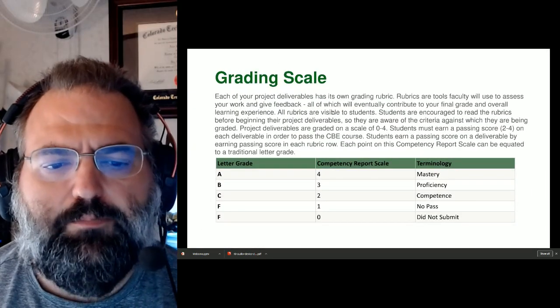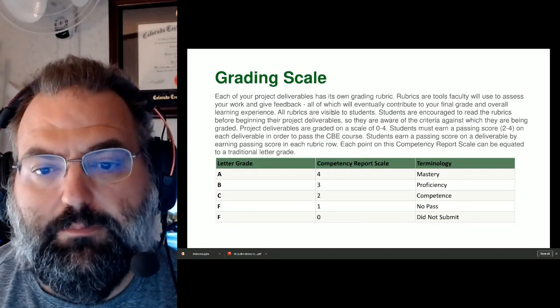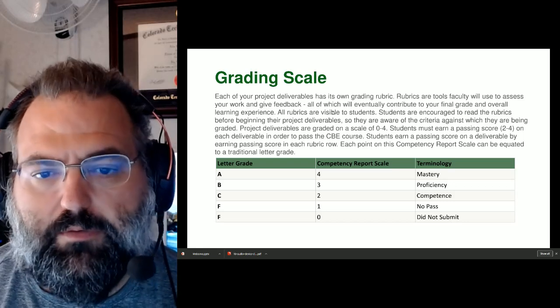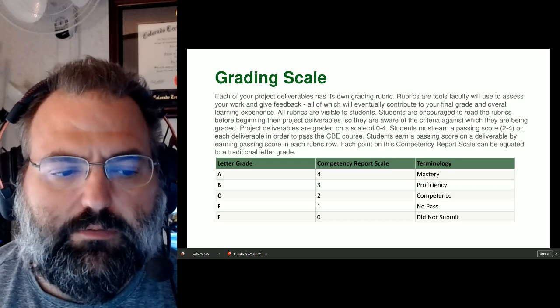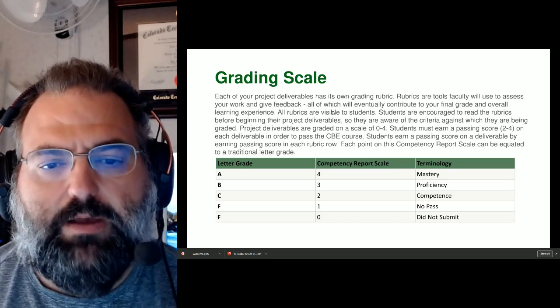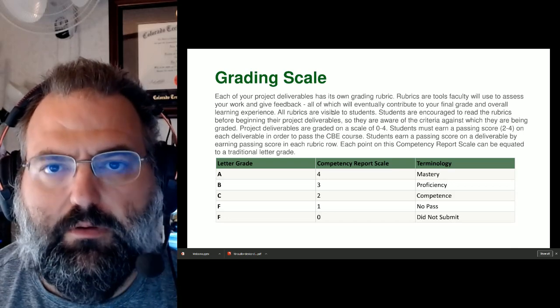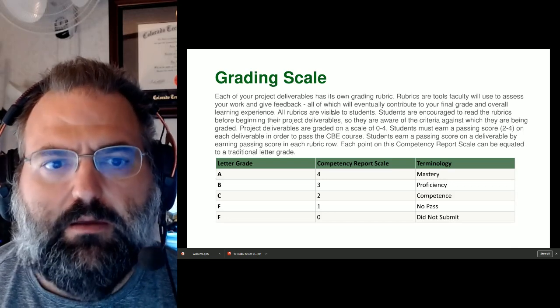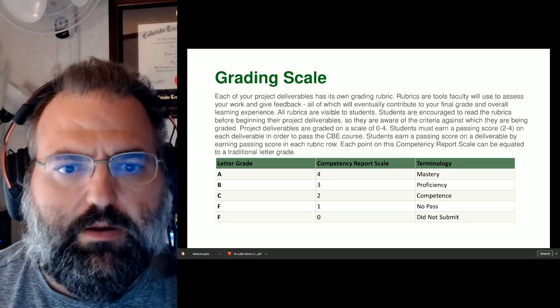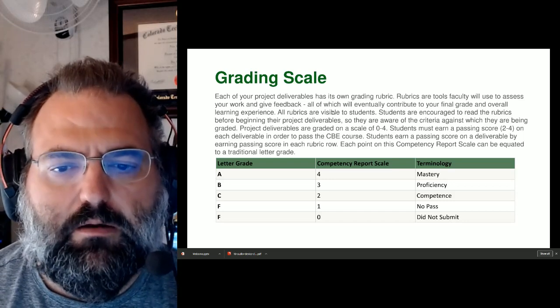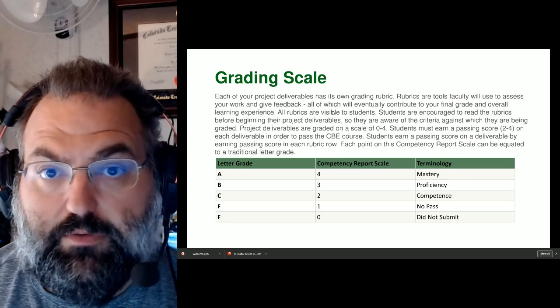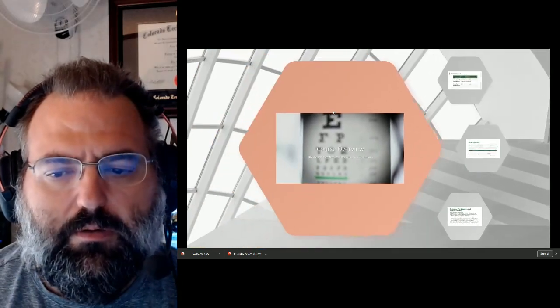The grading scale is basically a very, very simple one in a lot of ways. It's from 0 to 4. 0 is obviously failing. 4 is mastery, and 4 corresponds also to a letter grade of A. You want to shoot for the A. You want to do so by looking at the rubrics along the way and making sure that you're meeting all of those criteria so that you're able to make an A in this course.